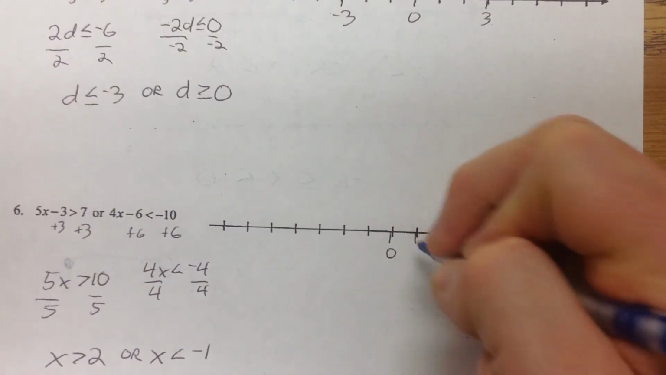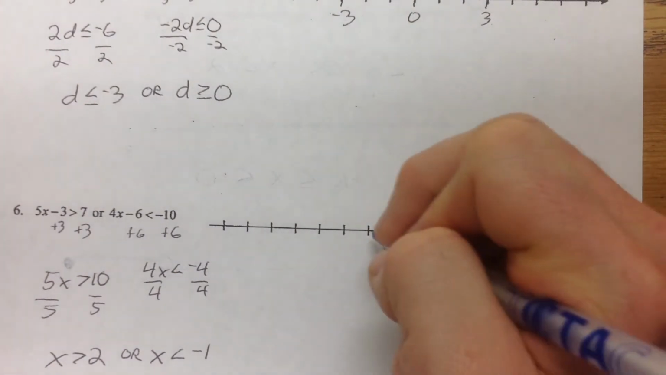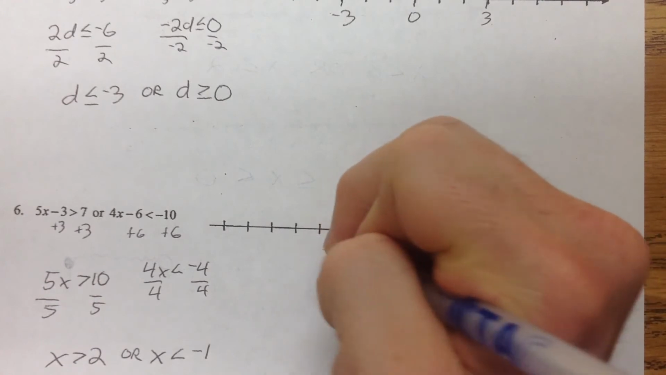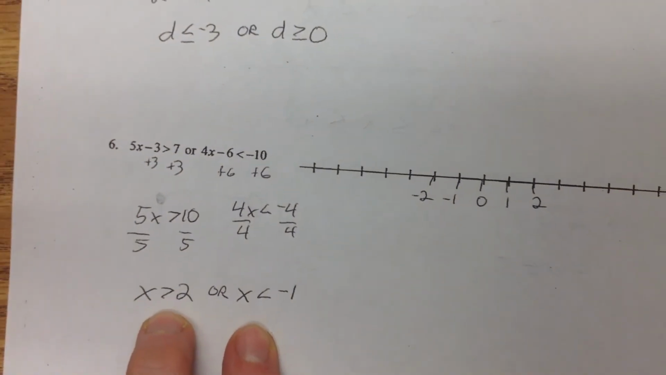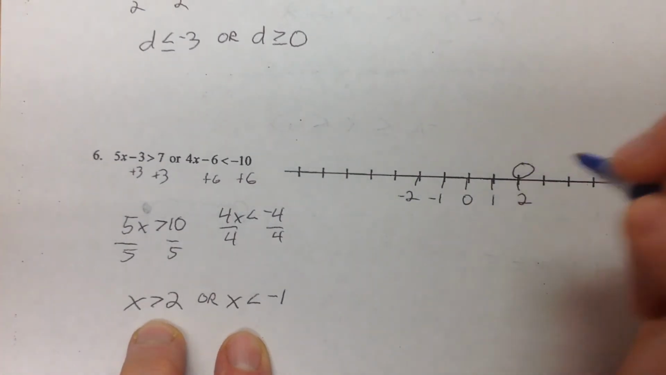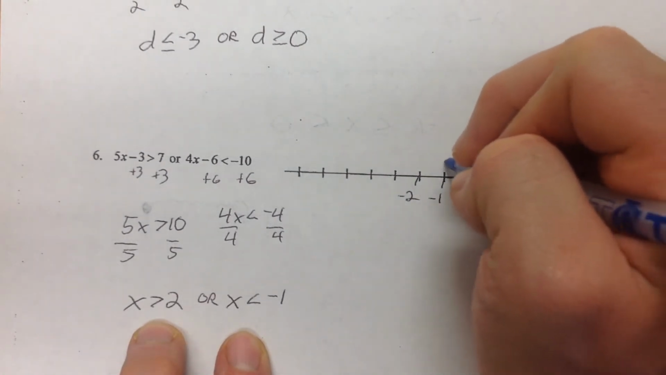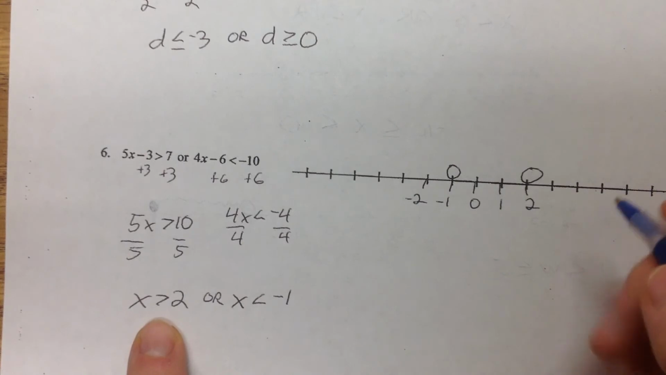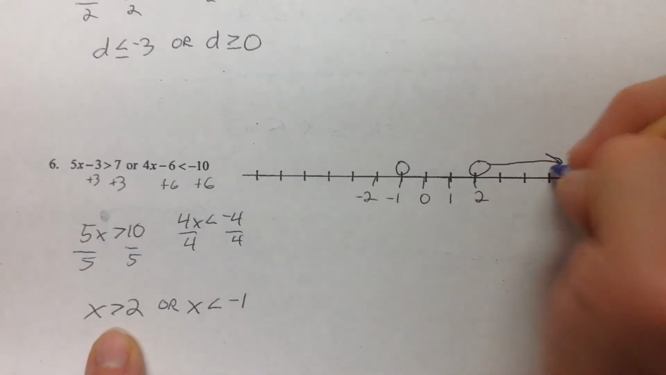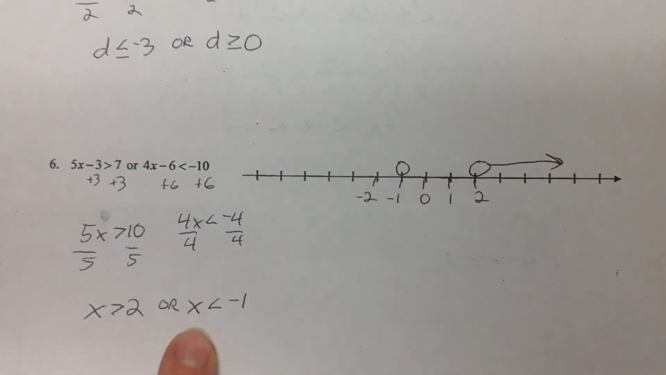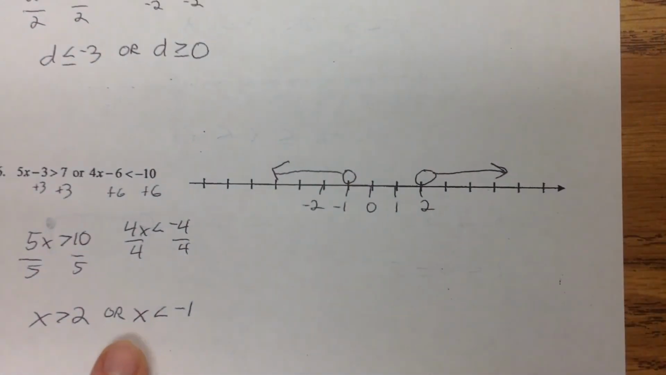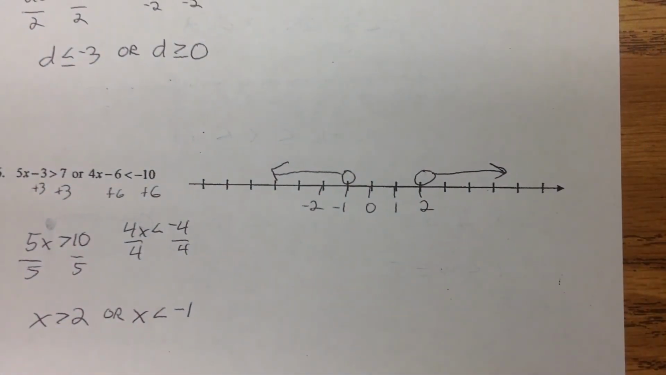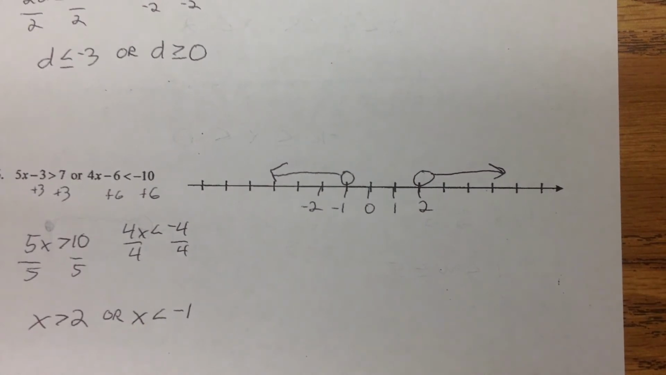So let's label some lines here: 0, 1, 2, negative 1, negative 2. I've got no equal signs here, so they're both going to be open circles. Open circle on 2, open circle on negative 1. This is x is greater than 2, so that's off to the right. This is x is less than negative 1, so that's off to the left. They're going in opposite directions, which is what I was expecting, so we're good to go.